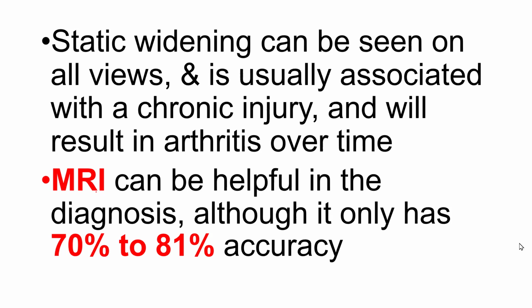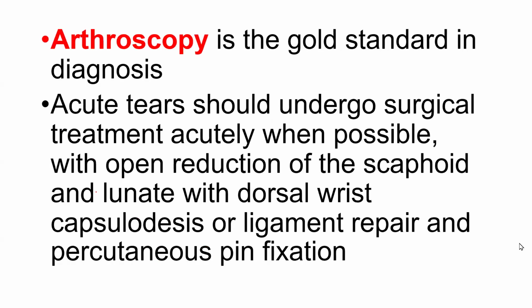MRI can be helpful in the diagnosis, although it only has a 70 to 81% accuracy. Arthroscopy is the gold standard in diagnosis. Acute tears should undergo surgical treatment acutely when possible, with open reduction of the scaphoid and lunate, with dorsal wrist capsulodesis, or ligament repair and percutaneous pin fixation.